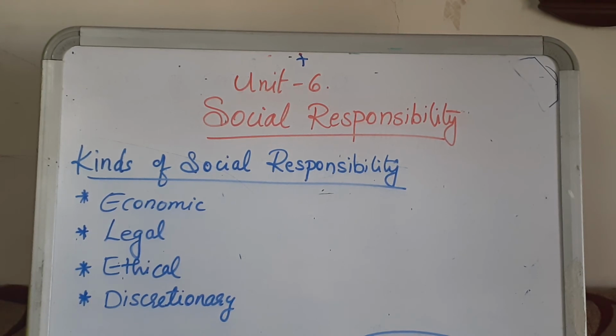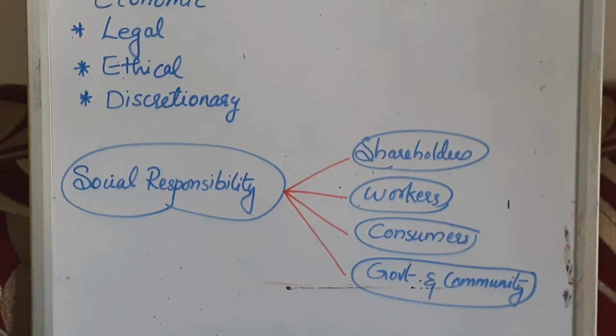Next is discretionary responsibility. This refers to purely voluntary obligation that an enterprise assumes, for instance, providing charitable contributions to educational institutions or helping the affected people during floods, earthquakes, etc. So all these are the types of social responsibility.